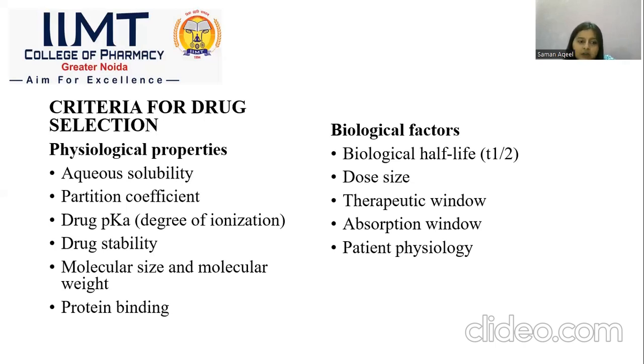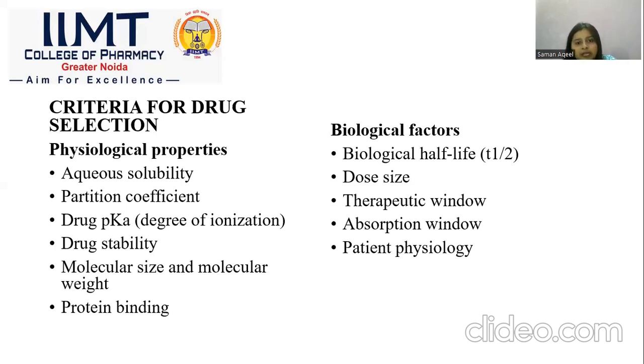Next is the stability of the drug. Next is the molecular size and molecular weight of the drug. It is also a very important parameter. The very large size molecules are not able to cross the small pores or the tight junctions of the membranes. And the last physiological property is the protein binding or the ability of the drug to bind with the protein. Protein binding is very important as it helps the drug to transport to different organs or different sites.